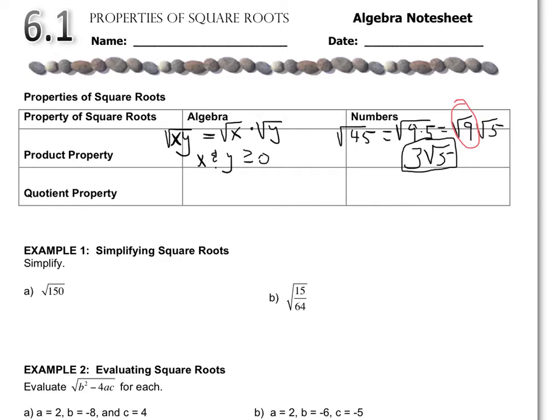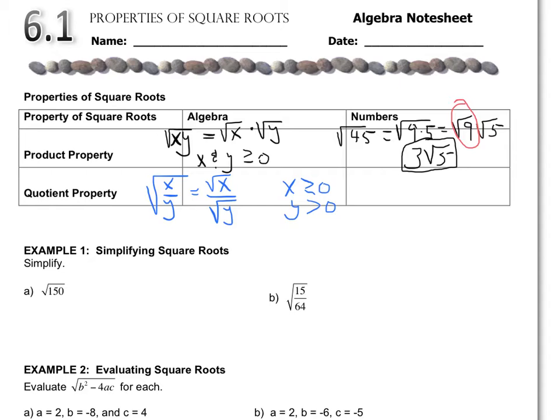The second one is the quotient property. Again, in algebra terms, we talked about how when we have a fraction x divided by y and we're taking the square root, we can look at the numerator as the square root of x and the denominator as the square root of y, where x has to be greater than or equal to 0 and y has to be greater than 0. Not only can y not be a negative number, but it also can't be 0 because then I'm dividing by 0.